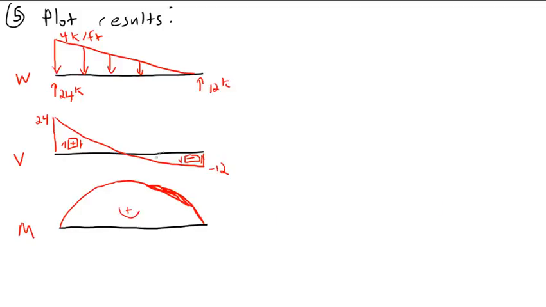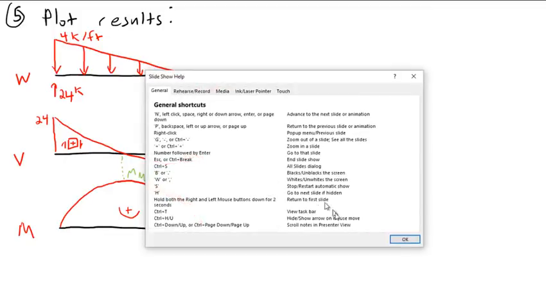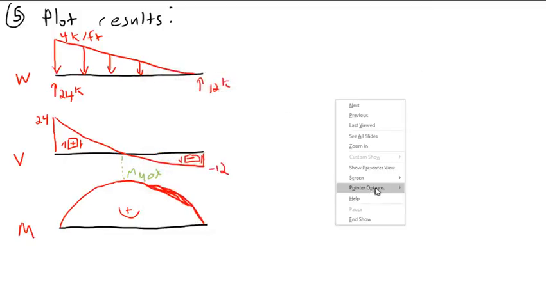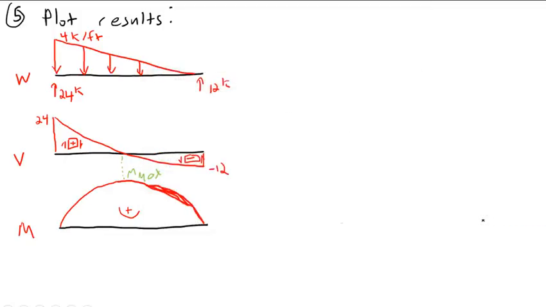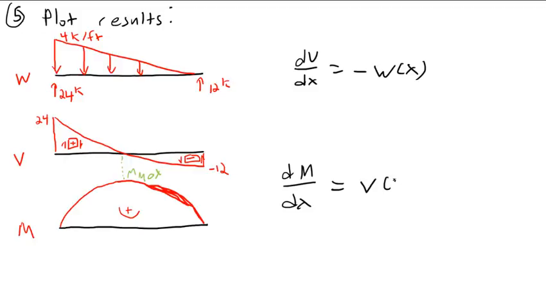Something to note: the M max is where the shear is equal to 0. Then I just have a few more notes here. Again, we see that dV/dx equals negative w of x. This is definitely the derivative of this. And dM/dx is definitely V of x.